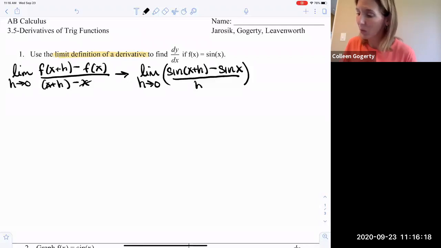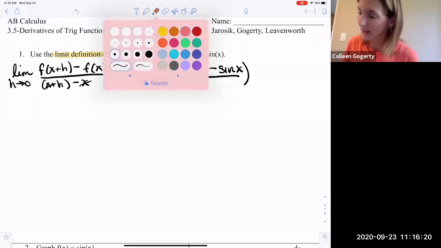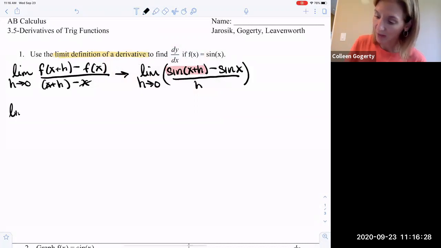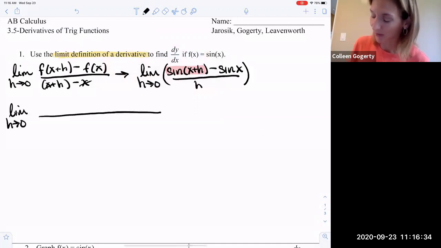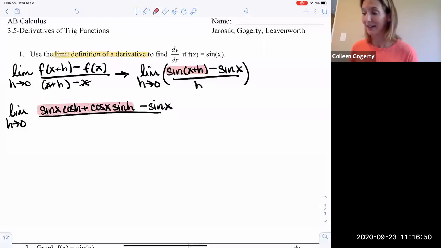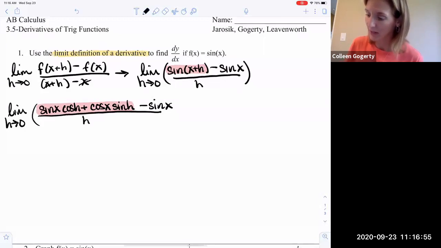All right, so what I'm going to look at here is taking sine of x plus h and expanding this using our sum formulas. So where we're at now, we have the limit as h approaches 0. Do you remember that lovely formula? Sine of x cosine h plus cosine x sine h. And then we'll have our minus sine x. The part that I'm highlighting here is the expanded form of sine of x plus h. And now this is all over h.